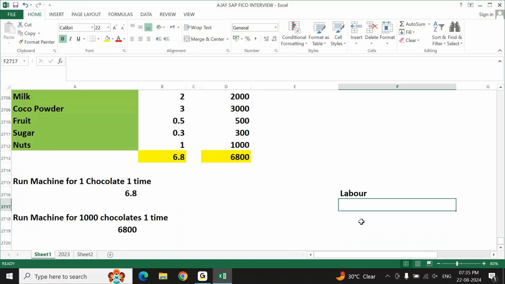When I say labor, for labor I need to pay wage. Wages can be paid on a monthly basis, on a daily basis, or on an hourly basis. Agree? Yes. For example, I am paying per day 100 rupees.